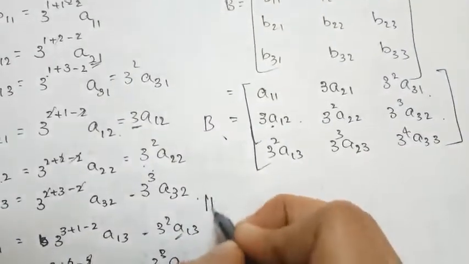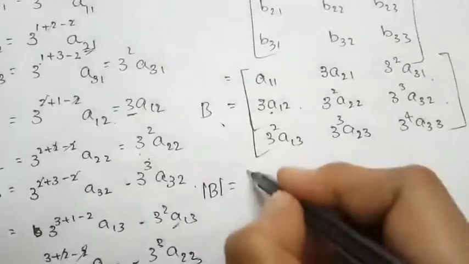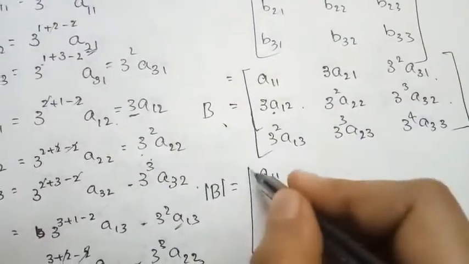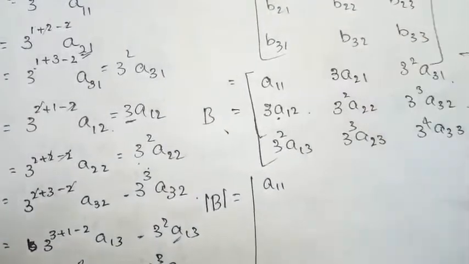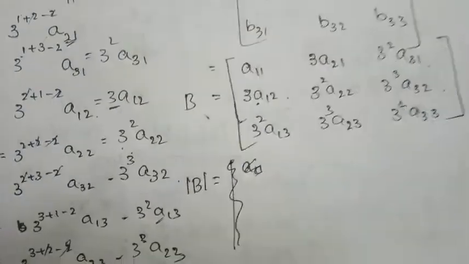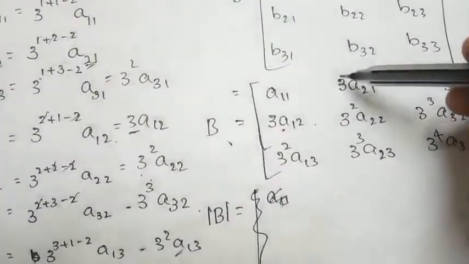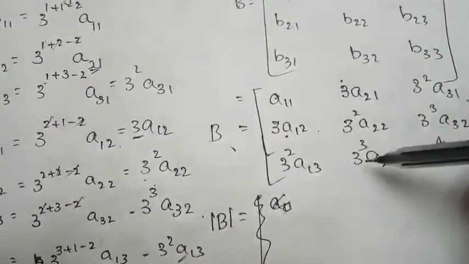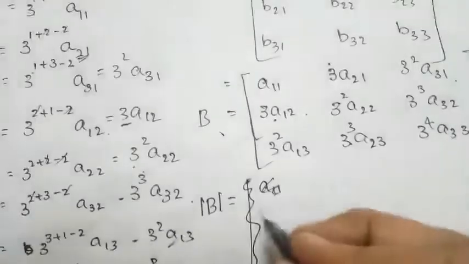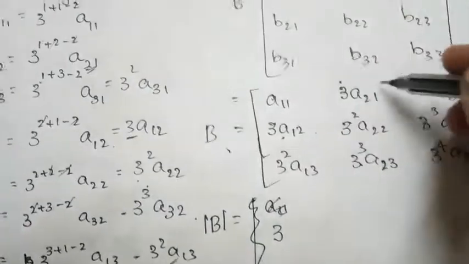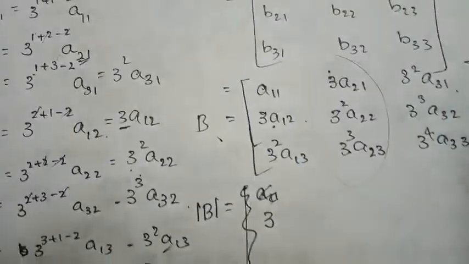So now what is the determinant of matrix B? It is nothing but taking the determinant of this matrix. While taking the determinant, you can observe clearly in the second column: 3, 3 square, 3 cube. What is common here? 3 is common. So I have taken 3 common from the second column.